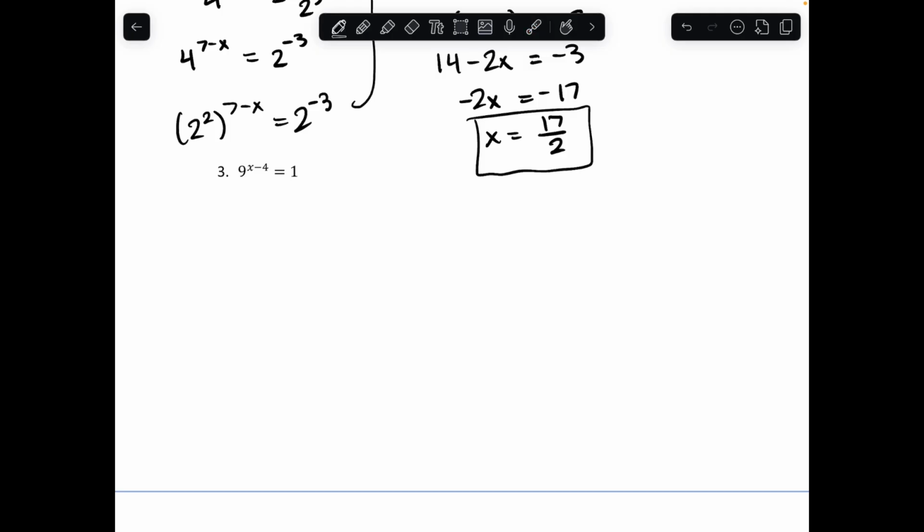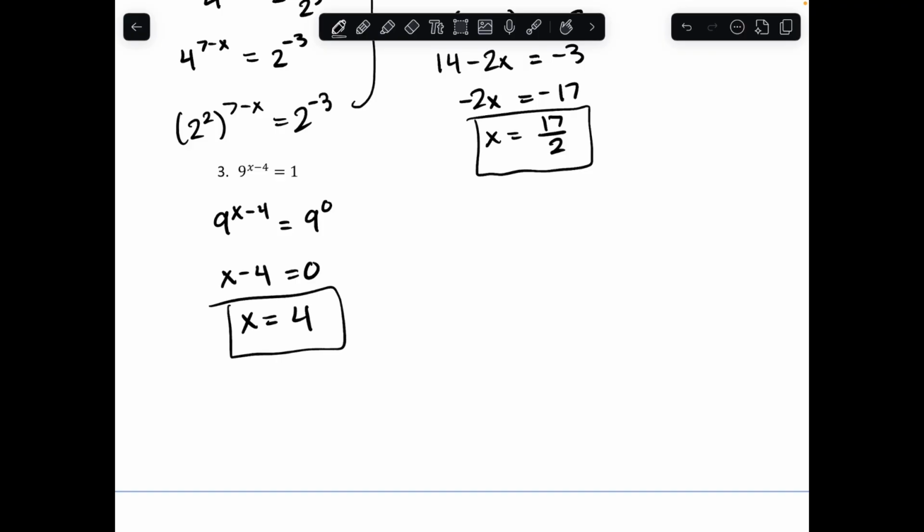So I can actually write this as 9 to the x minus 4 power is equal to 9 to the 0 power. Now, the bases are the same, and we can equate our exponents. So we can say that x minus 4 has to be equal to 0. And so we settle down on x being equal to 4.